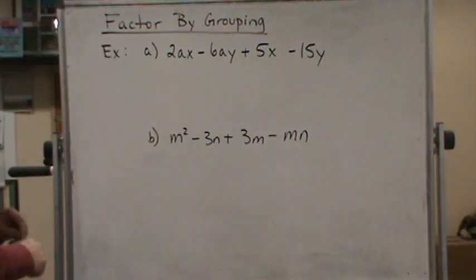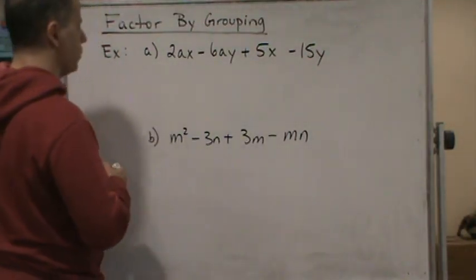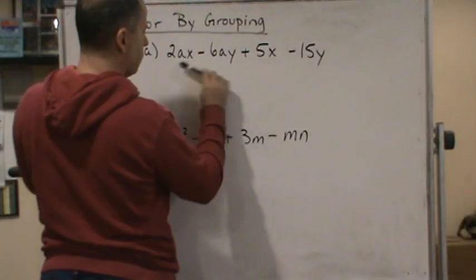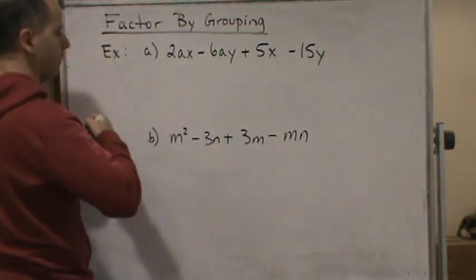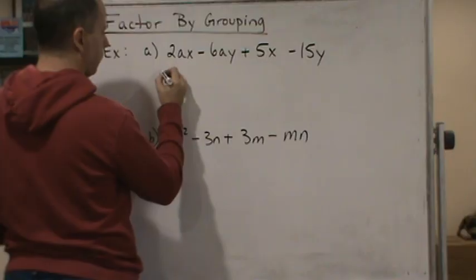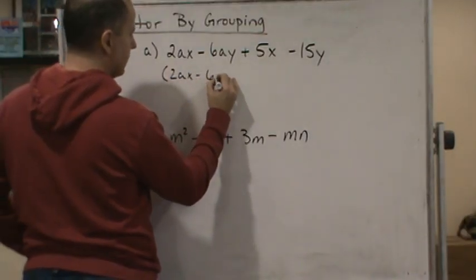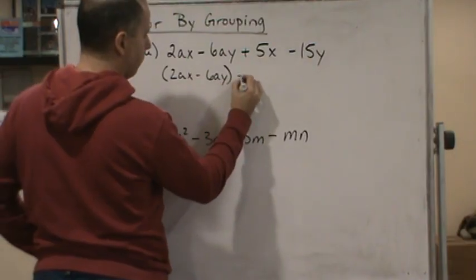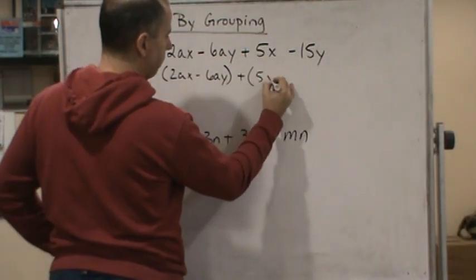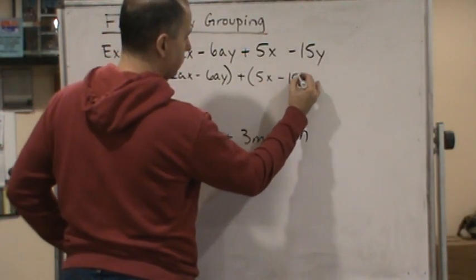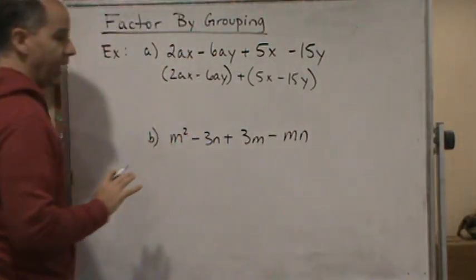Okay, so in these examples here, what we're going to do is group the first two terms and the last two terms. So we're going to group this and say 2ax minus 6ay plus 5x minus 15y. That's all we've done.